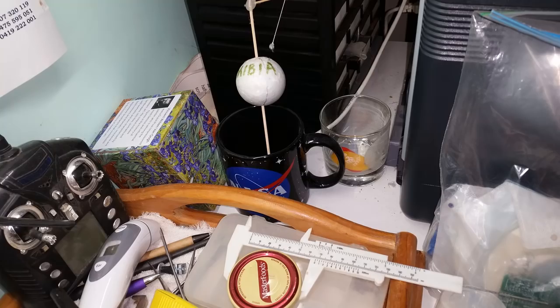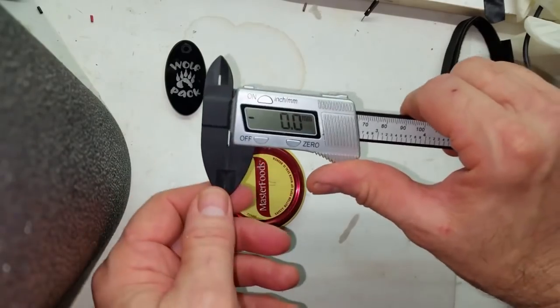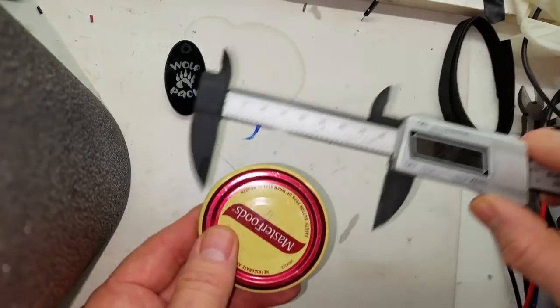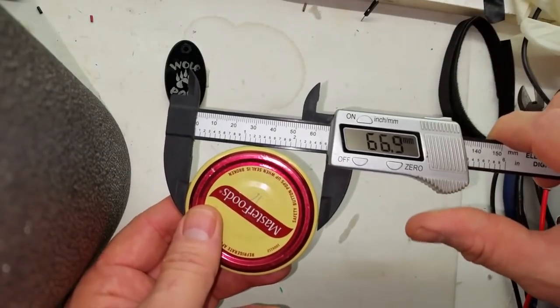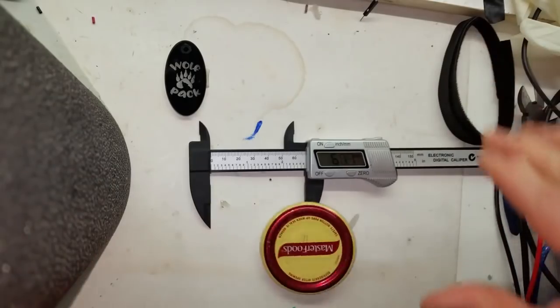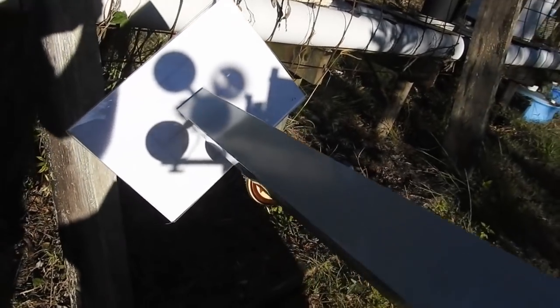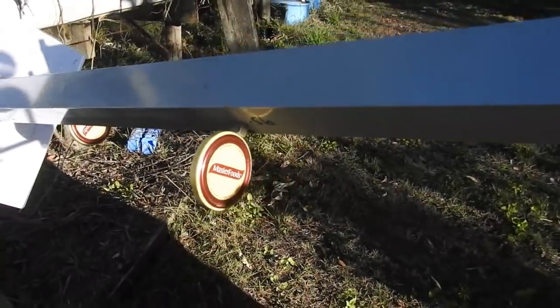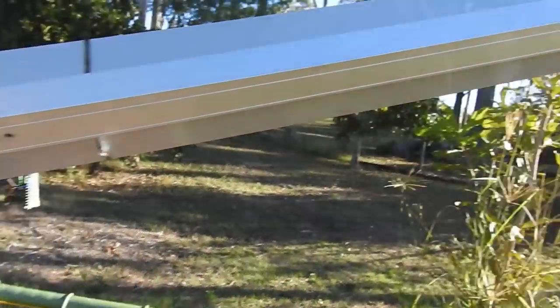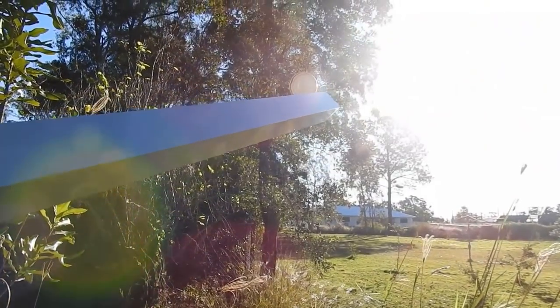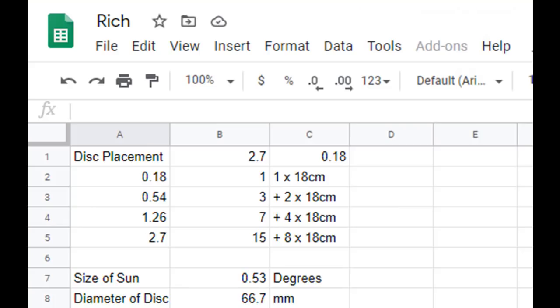So let's go and measure these discs exactly so we know what the diameter is that we're working with. These lids are from my mint jelly jars, so they're all exactly the same size of 66 point... Oh, yikes! So now the 66.7mm discs are at 18, 54, 126 and 270 centimeters respectively. Now for those playing at home, that is a doubling of the distance between each disc each time.